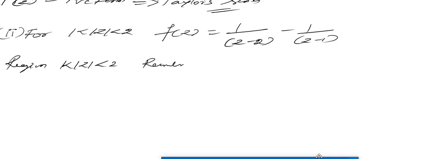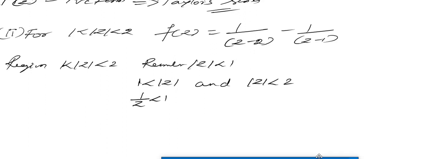Remember, mod z should always be less than 1. So we can divide this region into 2. One is 1 less than mod z and the other one is mod z less than 2. So you need to rewrite in such a way that mod z is less than 1. This is the condition where the series converges. So I can rewrite this as 1 by z is less than 1. That means this is a function of z whose value is less than 1. I have taken the z to the denominator. And here to make the RHS 1, I can take 2 to the denominator.